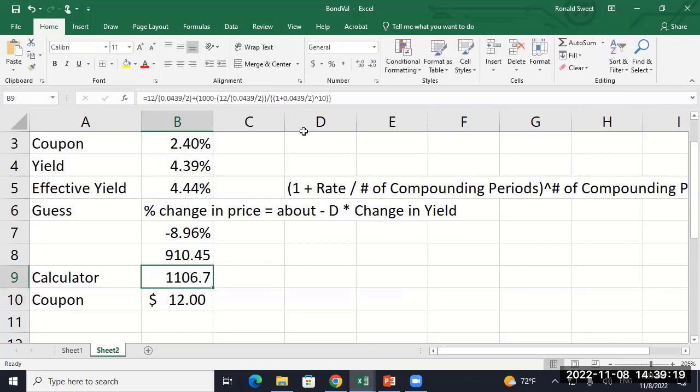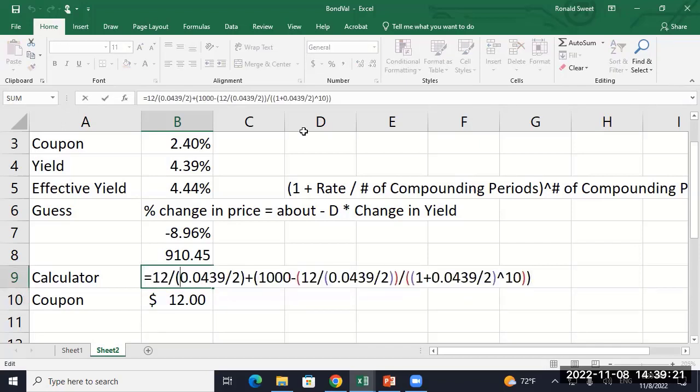So that can't be right. So we know that's not right. There's something wrong with my calculation, but somewhere there's a parenthesis problem. Y'all see where the parentheses problem is? There should be one there, shouldn't there? Divided by that, raised to the 10th.